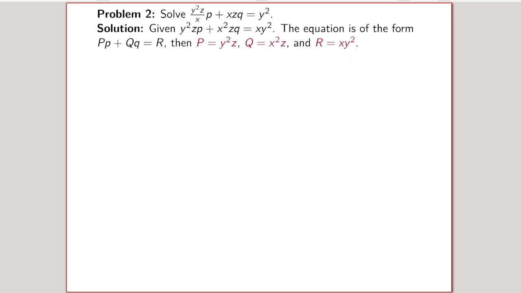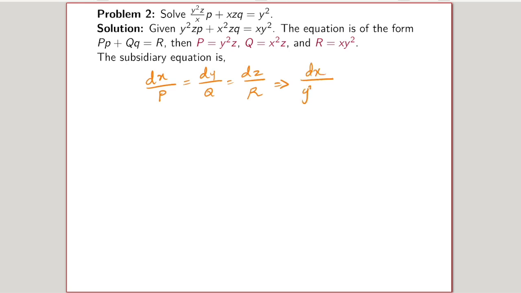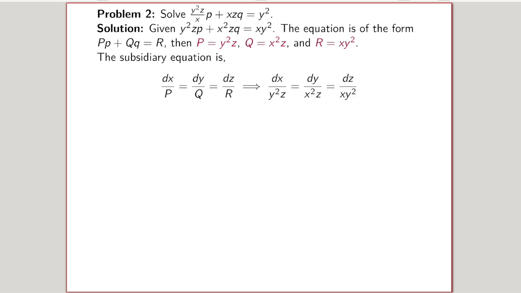After writing the terms P, Q and R, we have to write the subsidiary equation. So the subsidiary equation is dx by P equal to dy by Q equal to dz divided by R. So now substituting the terms, we will be getting dx by y square z, dy divided by x square z, and dz divided by x y square. So now I am going to take the first two pairs, that is dx divided by y square z and dy divided by x square z.